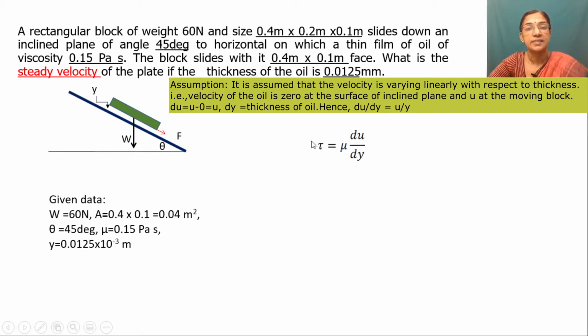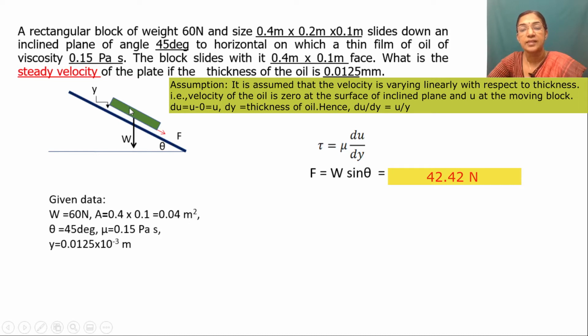How will you calculate shear stress? Shear stress means shear force by area. In this problem, the shear force is not given directly. The weight of the block acts downward and the slope of the plane is theta, so the component of the weight in the direction of the motion is the shear force. That can be calculated as F equal to W sine theta. So we can calculate this.